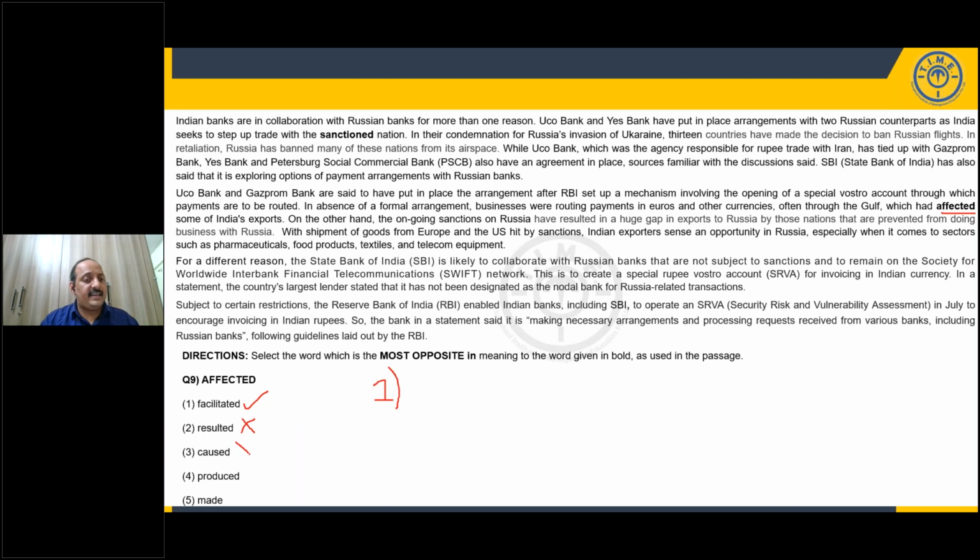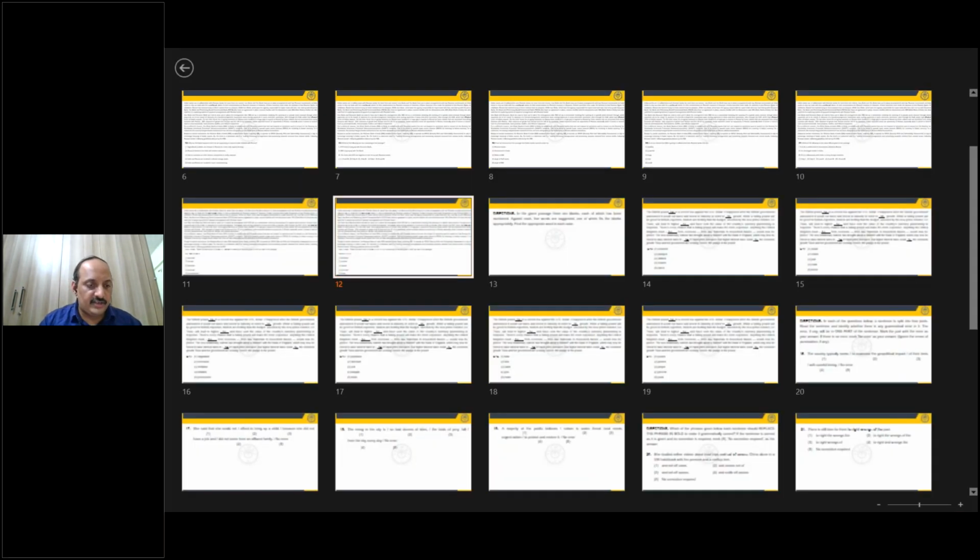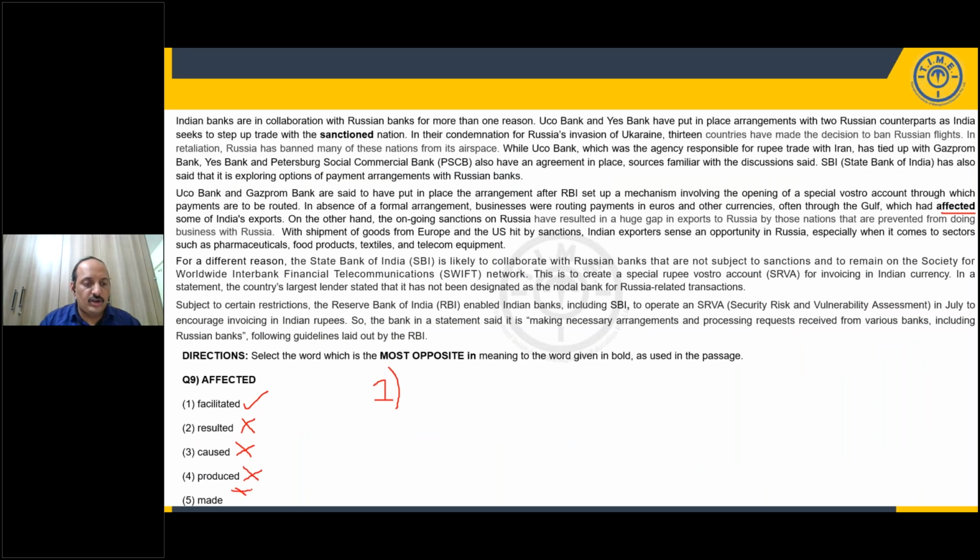Cause, no, it's not a direct cause. It's more of increasing the quantity or decreasing the quantity. On the same reason, produced and made are also eliminated. If I see 2, 4, and 5, all of them talk about it in terms of directly creating the exports. But we are talking about increasing the export quantity or decreasing the export quantity. That comes out only in option number 1.